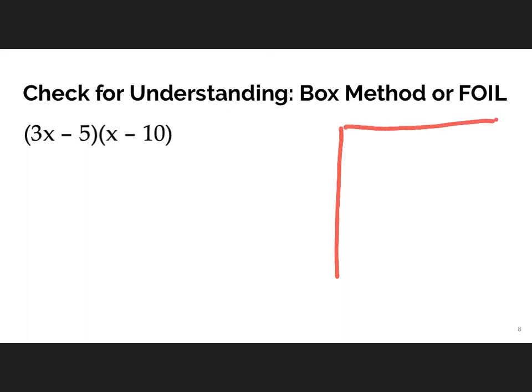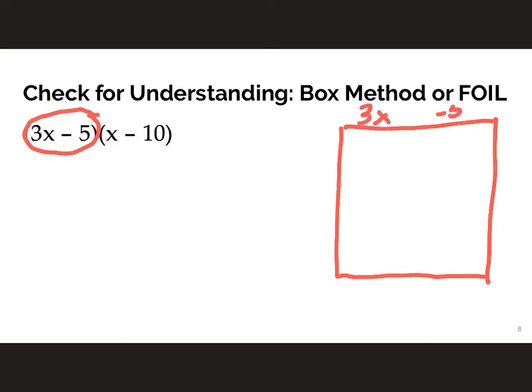Yep, I know my handwriting is horrible, and I can't draw. Great. Okay, now that I've drawn the box, I want to put my first group of terms at the top of my box, right? My first group of terms is going to be my first parentheses, so this is going to be 3x minus 5. I'm going to put that at the top, 3x minus 5. And so my two terms are 3x and minus 5. So I'm going to draw a line that separates them.